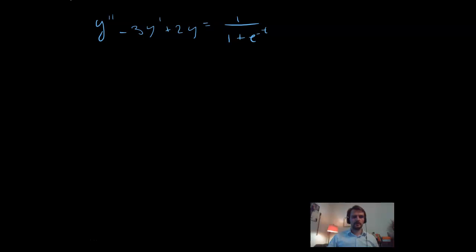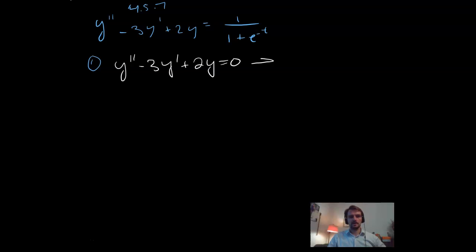Great, so here we're going to be looking at number 7 from 4.5. And we're going to be using the variation of parameters method for this one, since for the right-hand side, I have no idea how to guess a particular solution. So step 1, we're going to look for a homogeneous solution. So we're going to solve the equation where there's a 0 on the right-hand side using our characteristic equation.